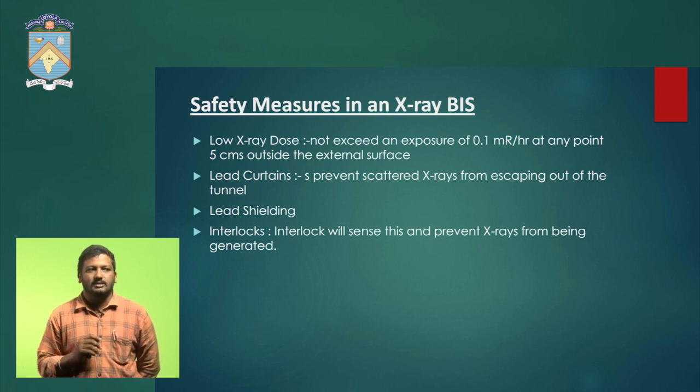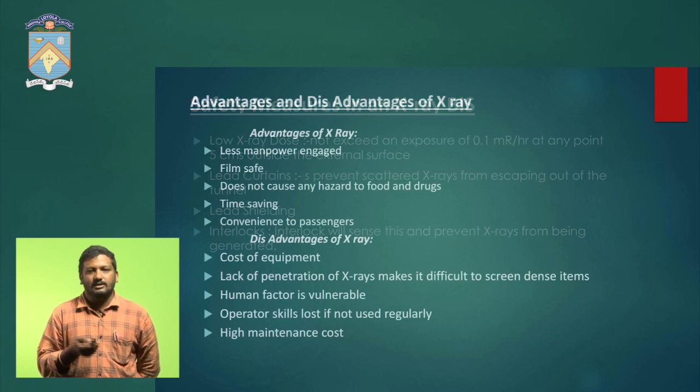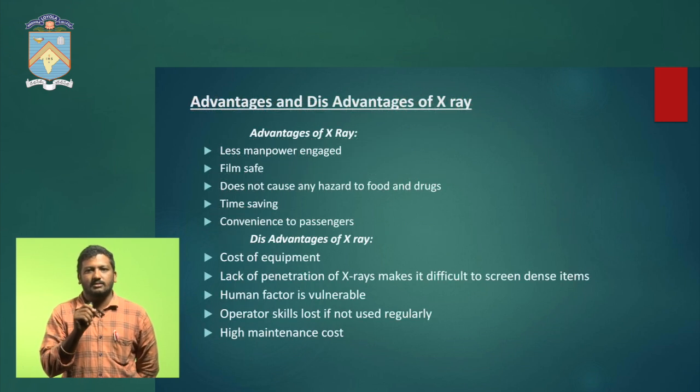Interlocks. They are placed near the generator. If any X-rays or emissions scatter and come outside, it will sense immediately and lock the generator. Then the emission of X-rays will be stopped. These are the safety measures of an X-ray machine.